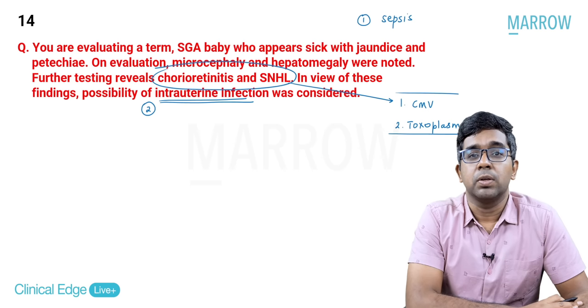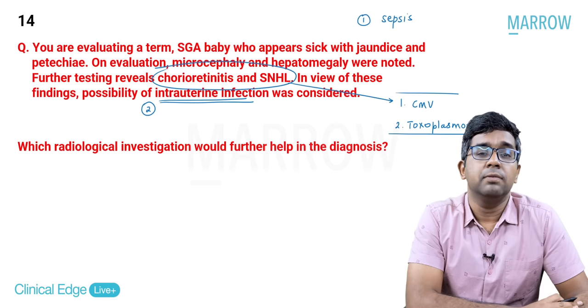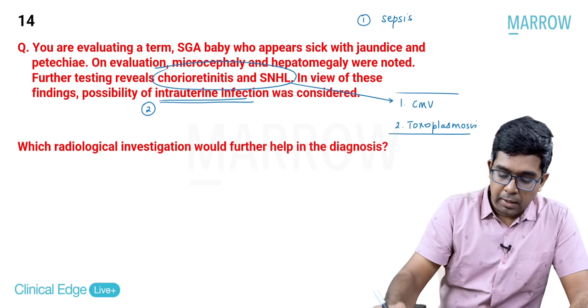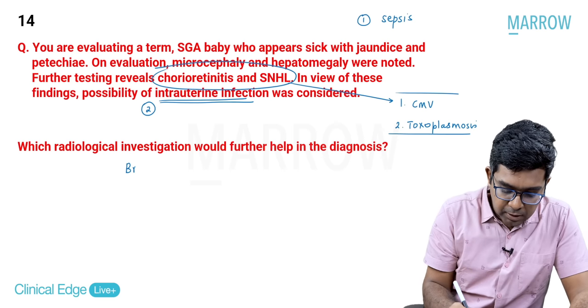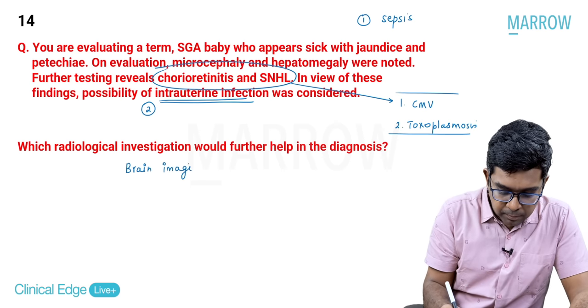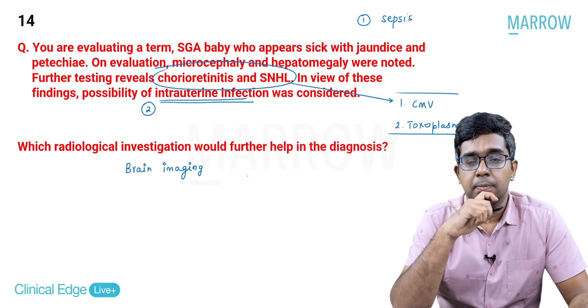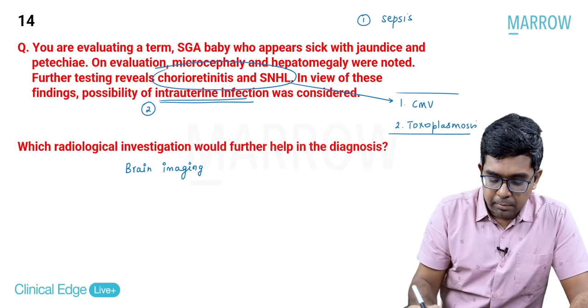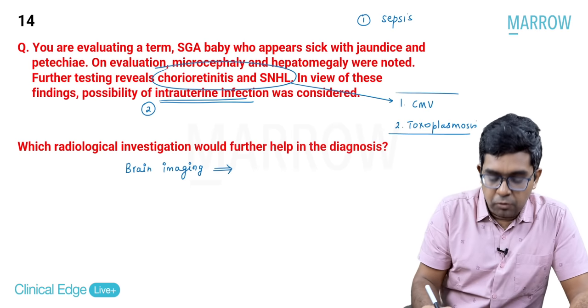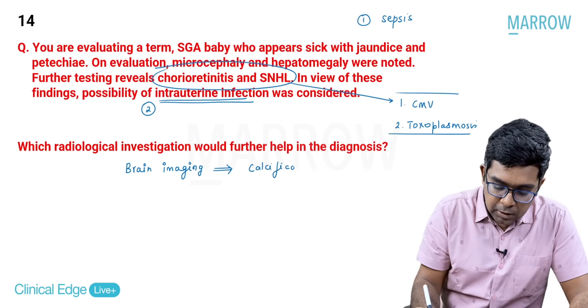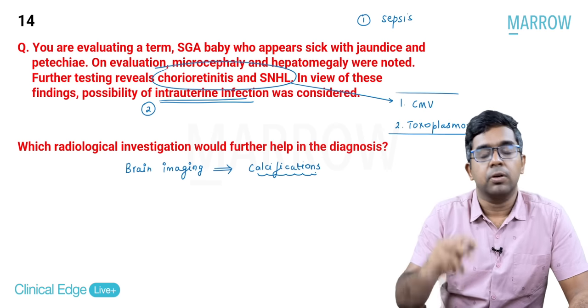Look at the next part of the question. Which radiological investigation would further help in the diagnosis? It is going to be brain imaging, which will help me in further diagnosis. And in the brain imaging, I am going to look for calcifications inside the brain, which will help me to differentiate between the two conditions. Calcifications in the brain.